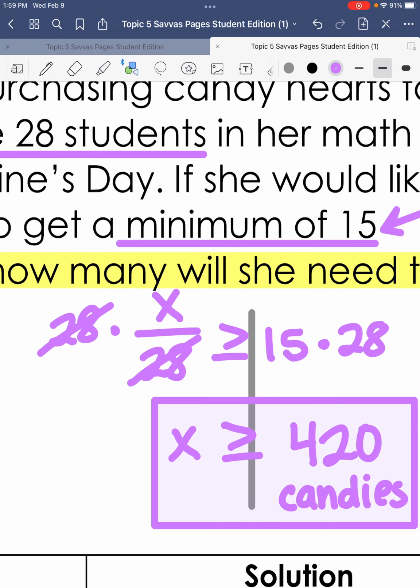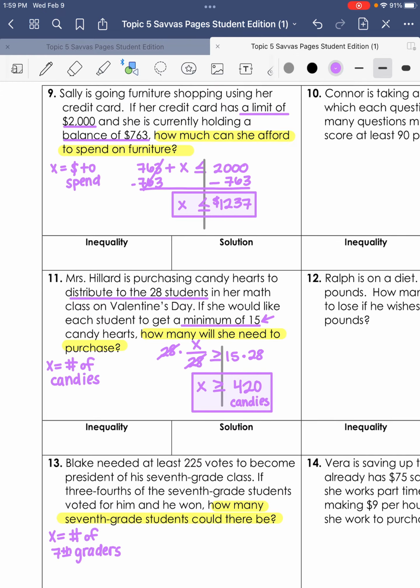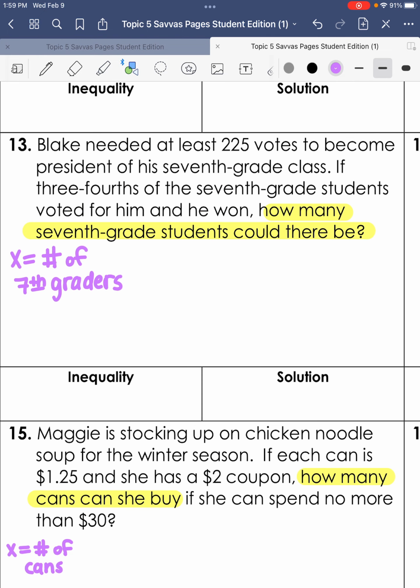Okay, let's move on to number 13. Blake needed at least 225 votes to become president of his 7th grade class. If 3/4 of the 7th grade students voted for him and he won, how many 7th grade students could there be? Okay, so I've already highlighted our question that we're trying to answer. How many 7th grade students could there be? And I've defined our variable. X is the number of 7th graders.